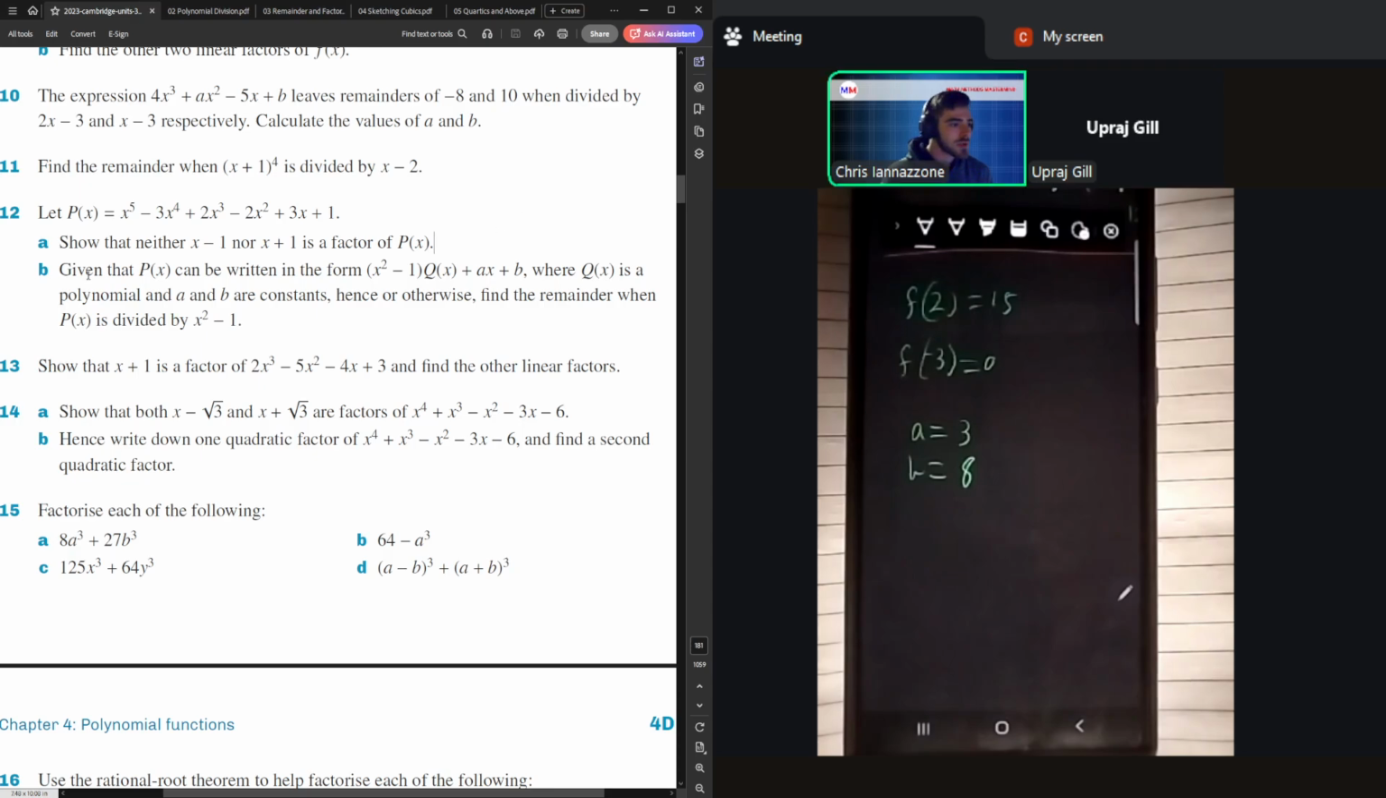Now this one I remember being quite challenging, 12. P of x can be written to look like this. Q is a polynomial, A and B are some constants. The hence or otherwise part, obviously implying that the previous answer may be useful, like knowing that these aren't factors may be useful for this. Find the remainder when P of x is divided by x squared take 1.